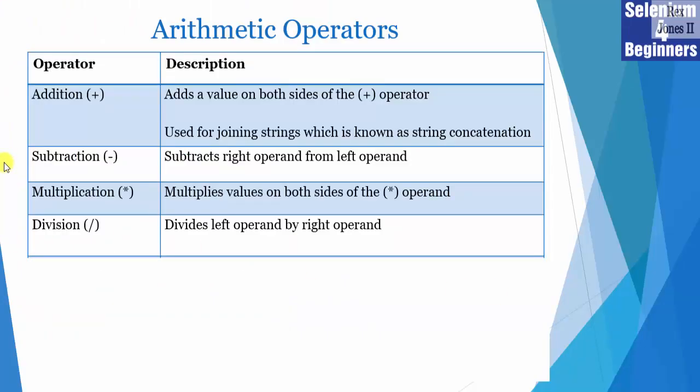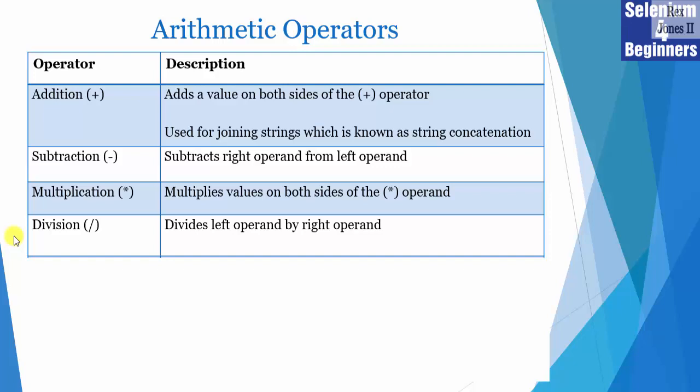Subtraction uses a hyphen symbol that subtracts the right operand from the left operand. An operand is an object manipulated by an operator. Multiplication uses an asterisk symbol for multiplying values. Last but not least is division, which uses a / symbol for dividing the left operand by the right operand. These are the 4 main arithmetic operators.